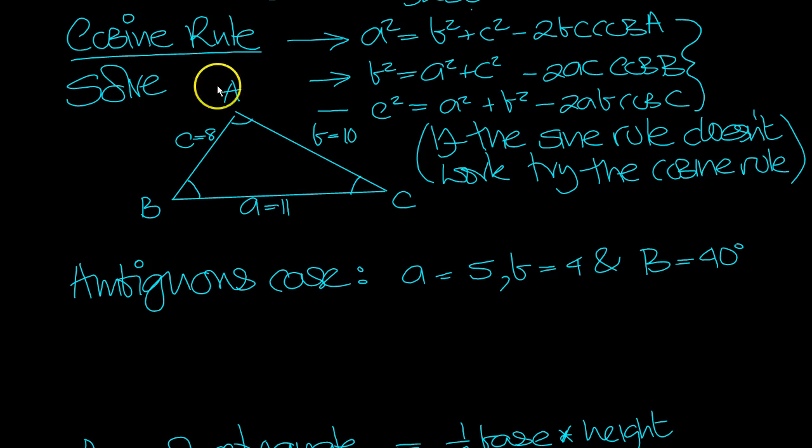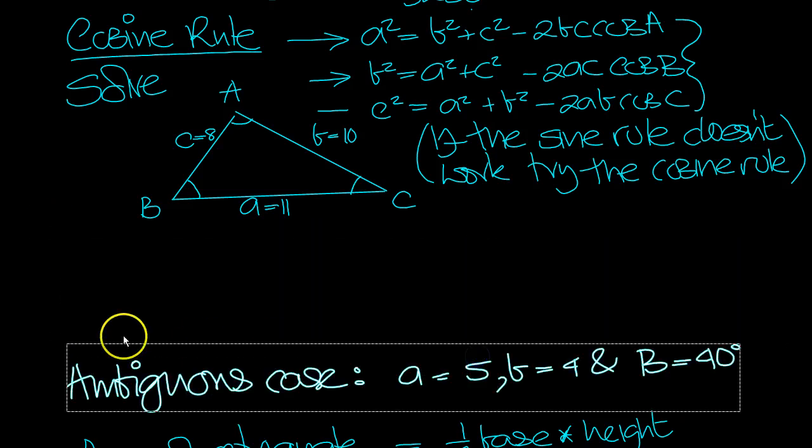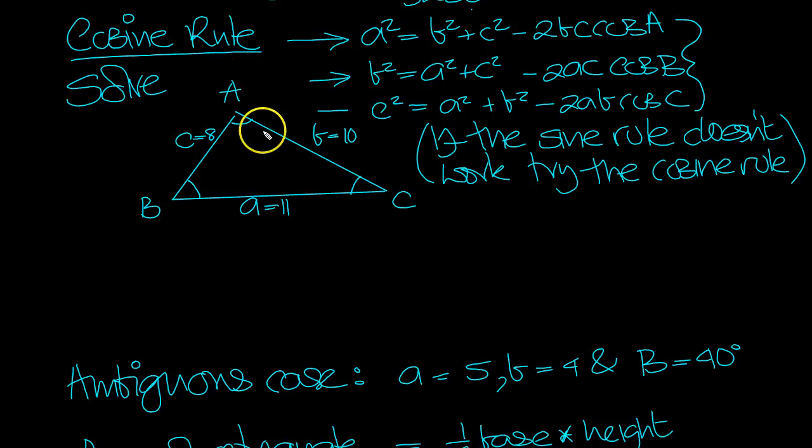Right, let's have a look at this one. Then we need to solve this triangle. Let's get this out of the way. Okay, so cosine rule. So we've got a, b and c, so let's just use the first one then.